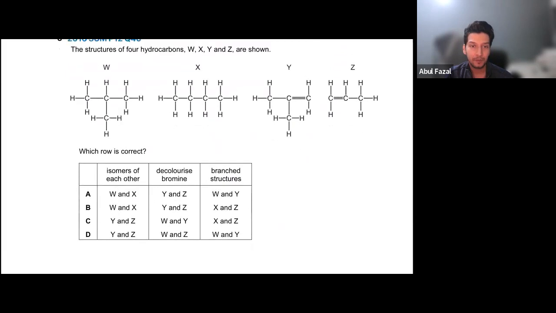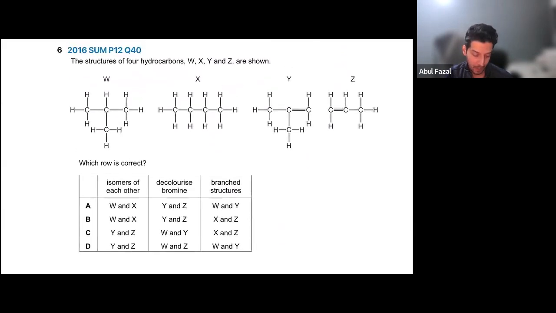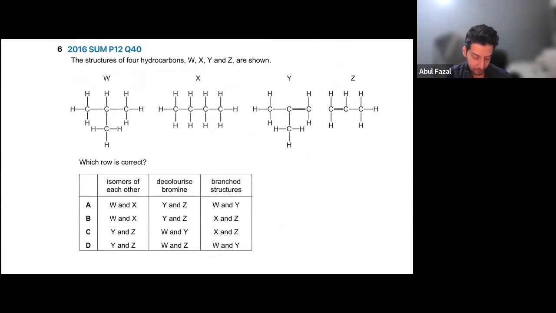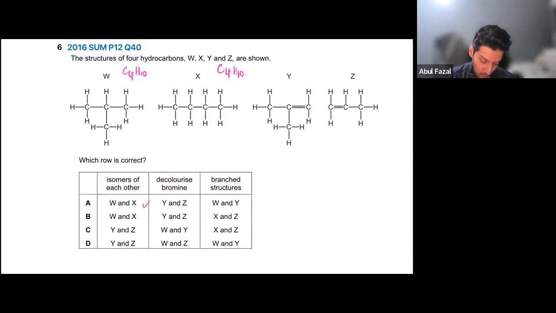4 hydrocarbons are shown. Which row is correct? Are W and X isomers of each other? They look like isomers of each other. They're different structures. Do they have the same molecular formula? W has 4 carbons and 10 hydrogens. X has 4 carbons and the same molecular formula, different structures. This is true. Y and Z will decolorize aqueous bromine. Well, it has a double bond. So yeah.